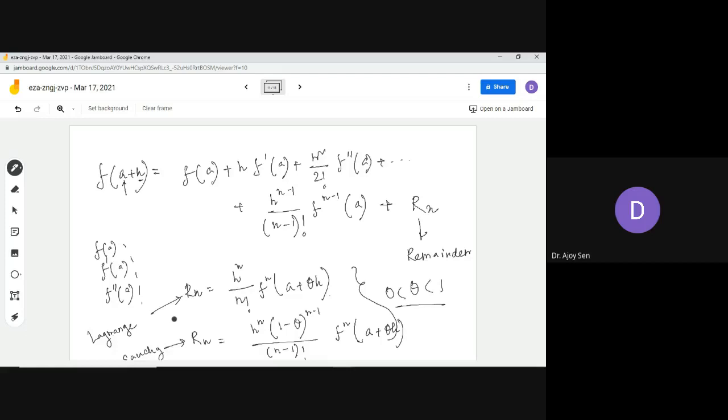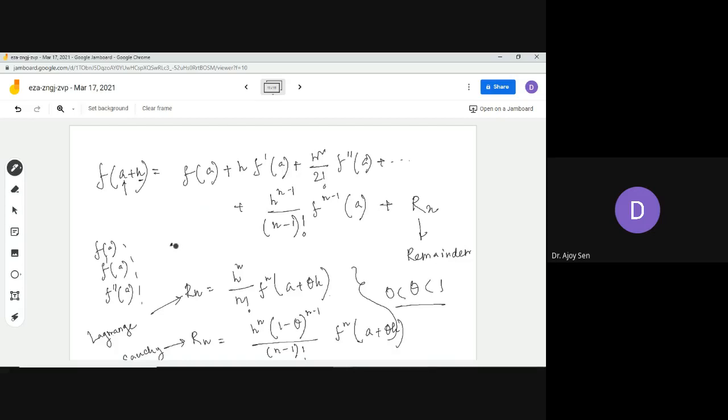So here you can see that if f is a function, we are considering the functional value at a very nearby point, that is a plus h, and the value of the function at that nearby point is approximated by this Taylor polynomial and a remainder. And this Taylor polynomial you are considering where? At a, that is at x equals a. This Taylor polynomial is made up of the functional values and the derivative values at the point a.